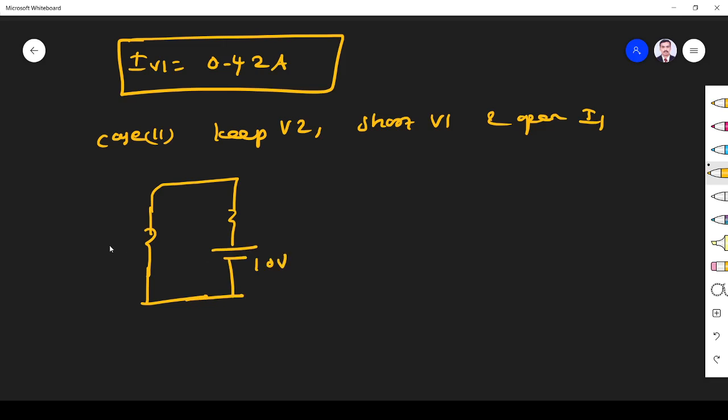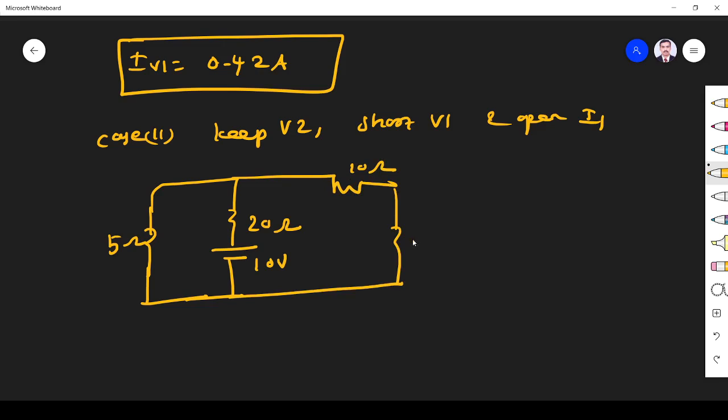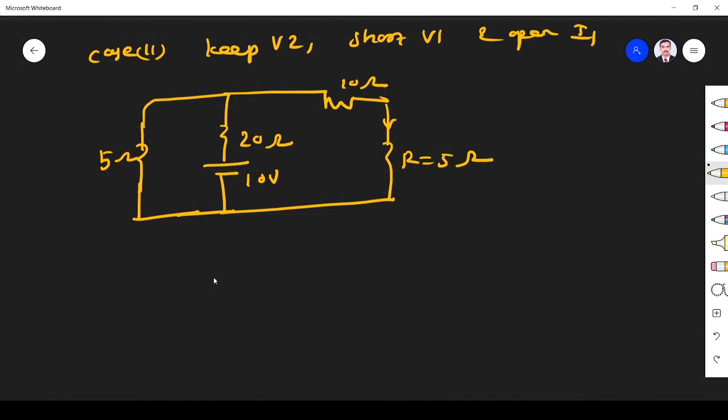10 volt. This is 5 ohm. This is 20 ohm. This will be again 10 ohm. This is my R. For this only I have to find the current as per the problem, 5 ohm, right? Okay. So again we do the same thing. Now you see this 10 plus 5, 15, and 5 are parallel, right? Here you see these two are parallel, otherwise I connect in a different fashion.